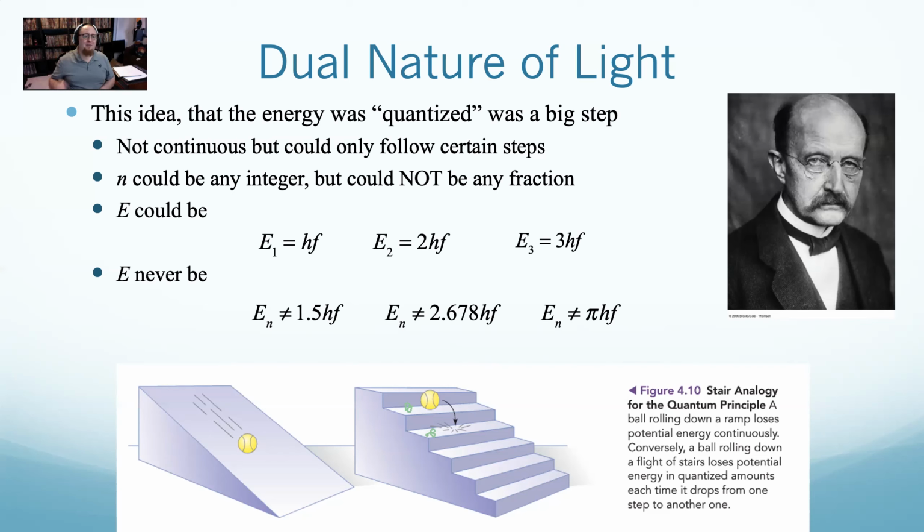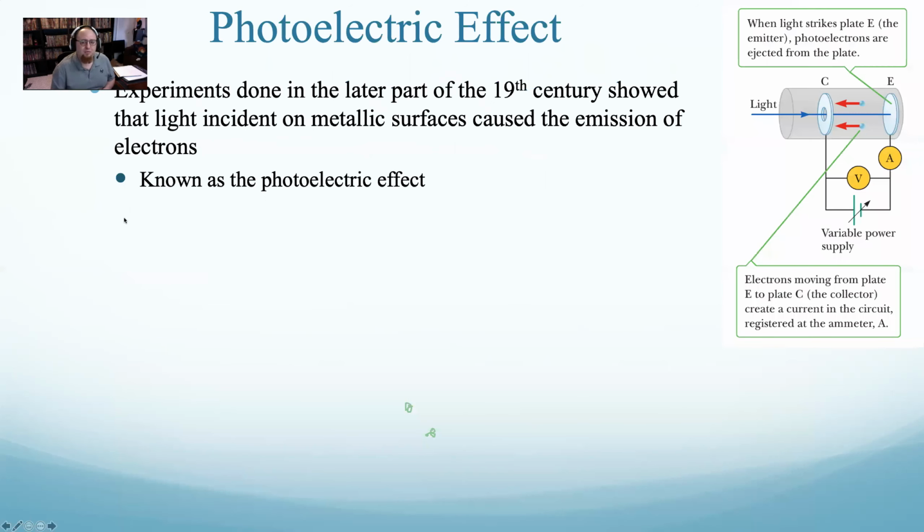At the same time, there was something else people discovered. At the very end of the 1800s, at the end of the 19th century, people realized that if you shine light on a metallic surface, you could create a circuit. And the setup is basically as shown on the right side. If you take two metal plates, one called the emitter, one called the collector, and you put a wire between them, and ignore this variable power supply for now, I'm going to come back to that.